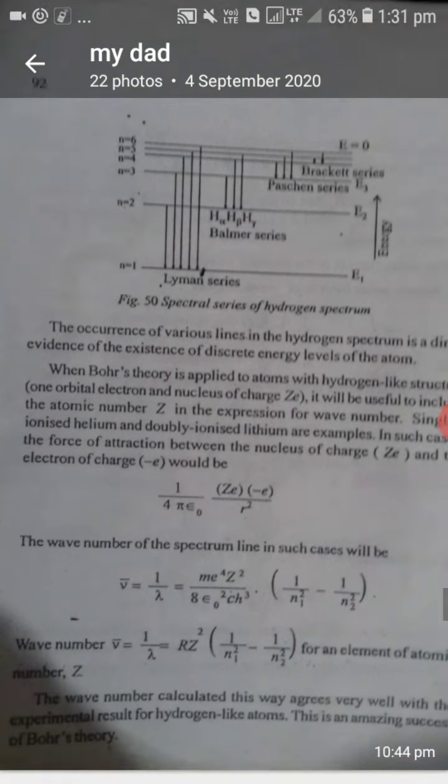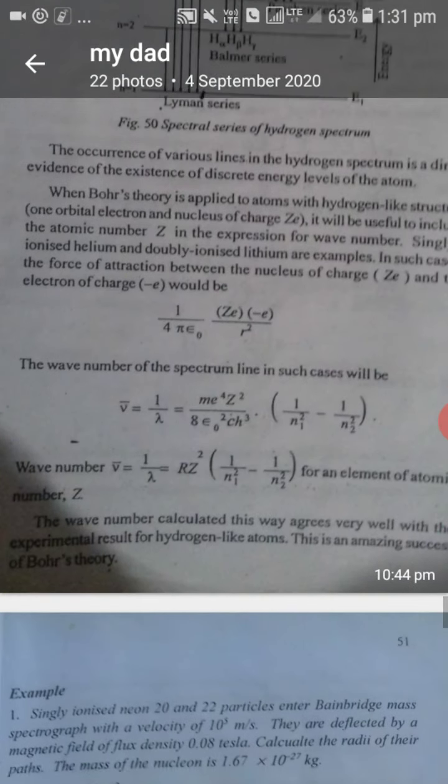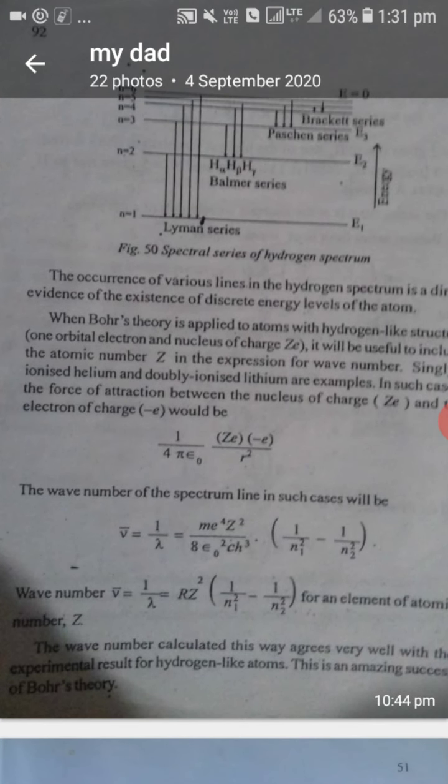The next is the failure of Bohr theory. This Bohr theory does not explain the variation of mass of the electron with velocity. Then it does not explain the intensity of the spectral lines. Then it does not explain the spectra of atoms having more than one electron. Then it does not account for the fine structure of spectral lines. That is, fine structure means a single line is split into a large number of lines. This is the failure of Bohr theory.